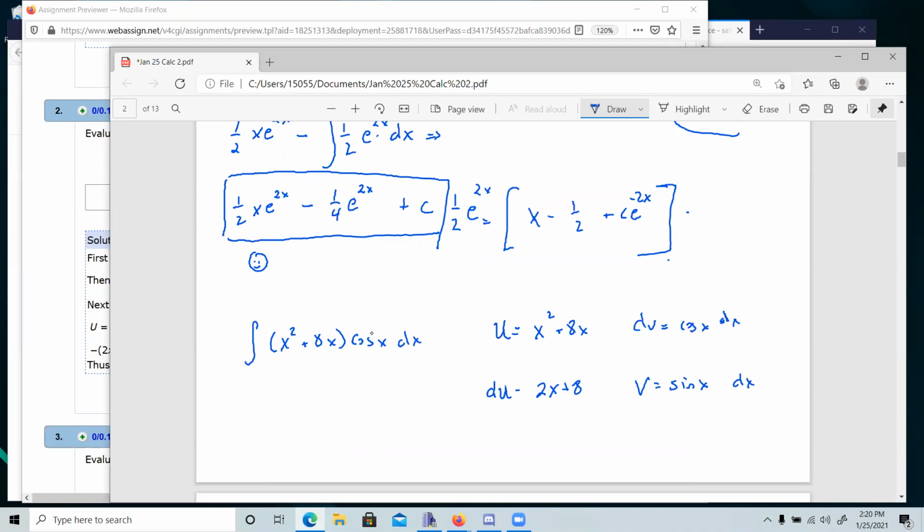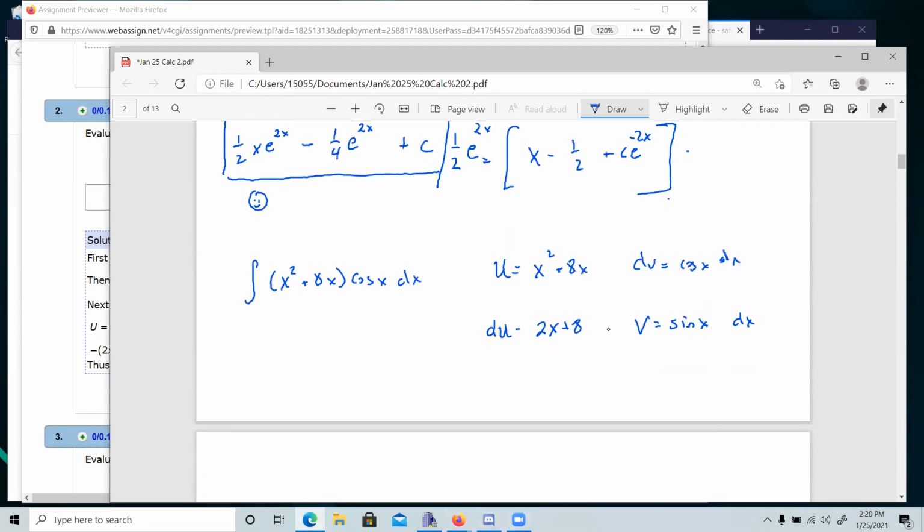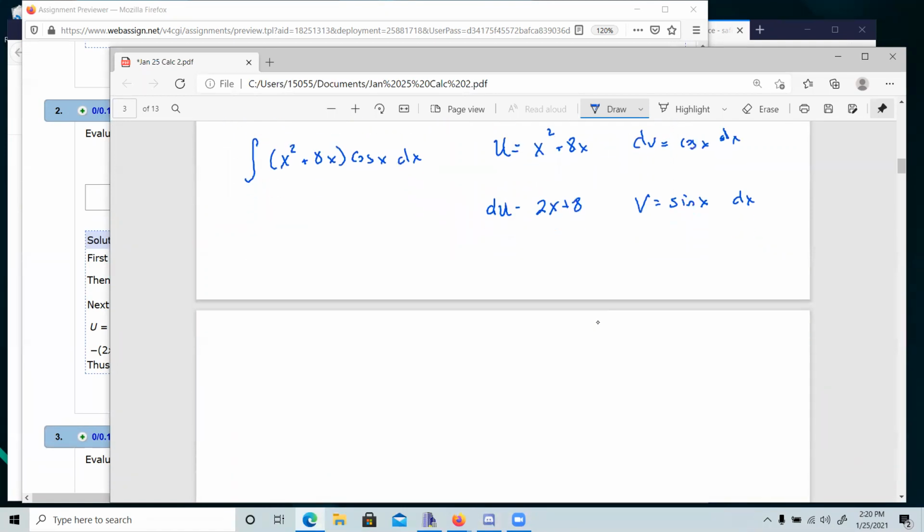So what we're having here is x squared plus 8x times sine x. Here's our uv, so here's our cross the box, and we're going to do that. So we have x squared plus 8x times sine x, minus the integral, this is an equal sign. Generally the hardest part of this problem is making sure your signs are correct and dealing with all of this. So uv, v, du.